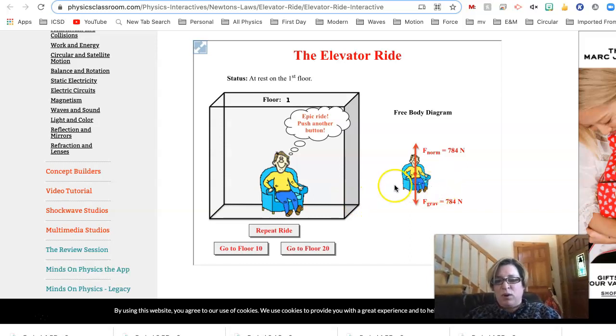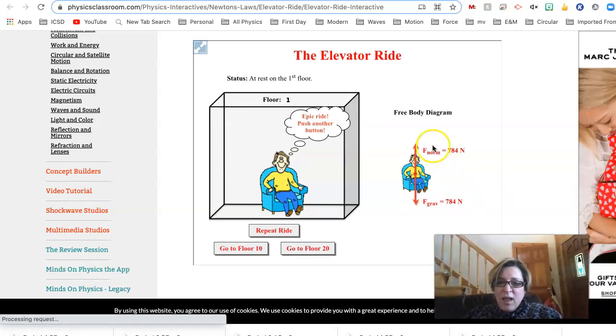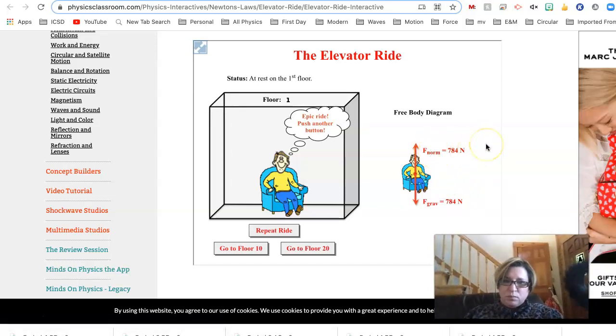This guy is being supported by his chair, right? So you'll notice he has a gravitational force down of about 784 newtons. So he weighs a little bit more than a typical high school student, which would be about 600 newtons, equivalent to about 150 pounds if you average all the guys and girls together, right? And then he's being acted upon upward with a normal force of 784 that's balancing that, so he's not accelerating because he's at rest on the first floor.